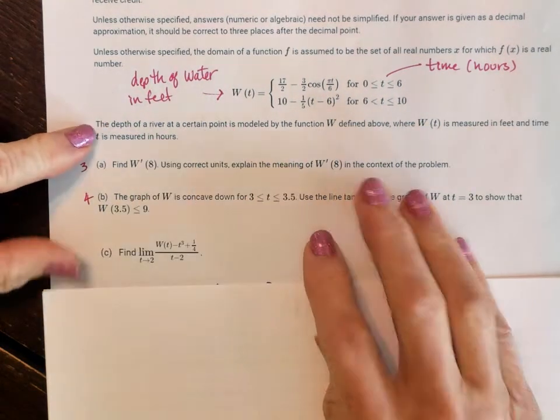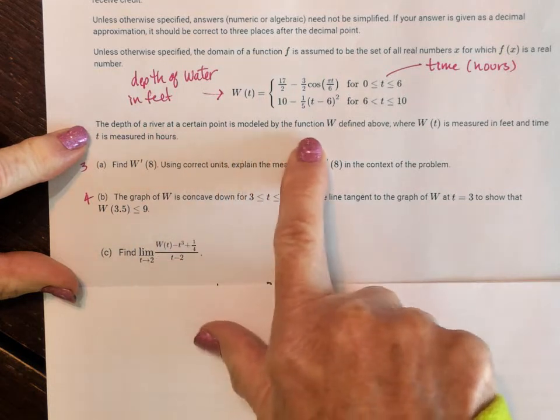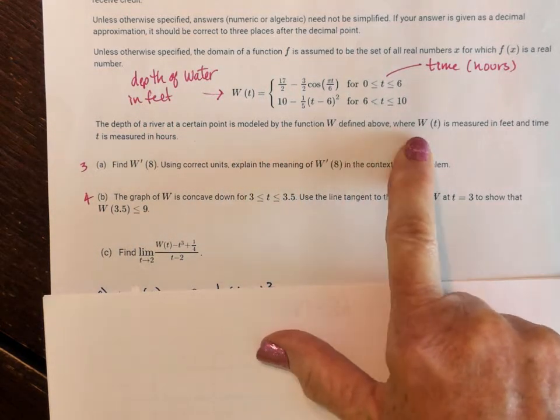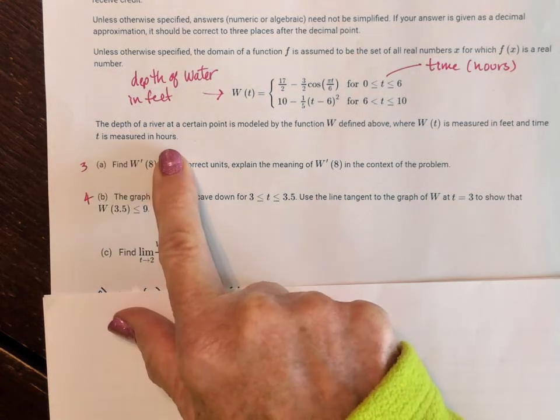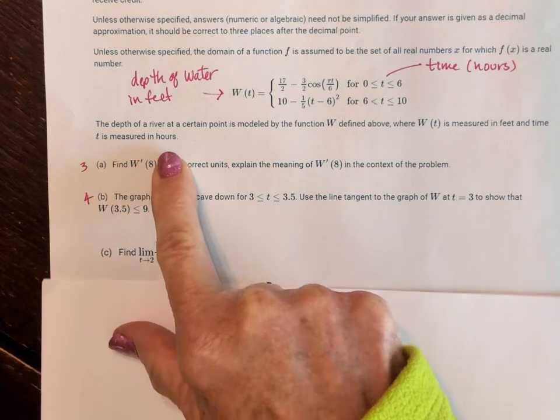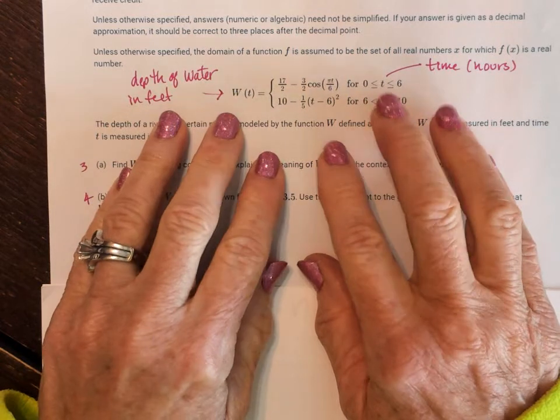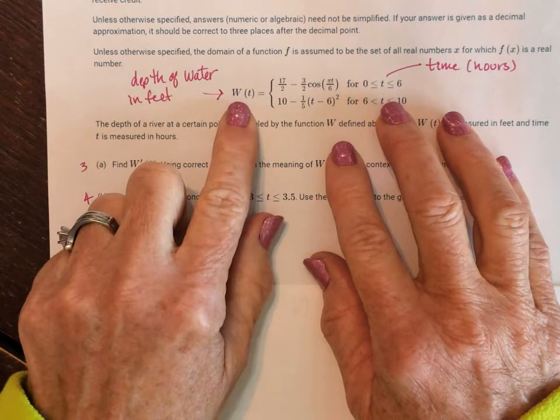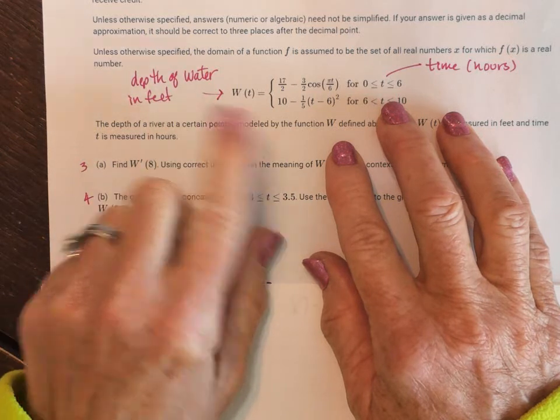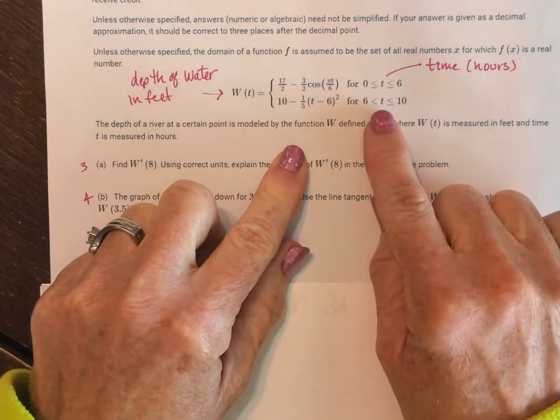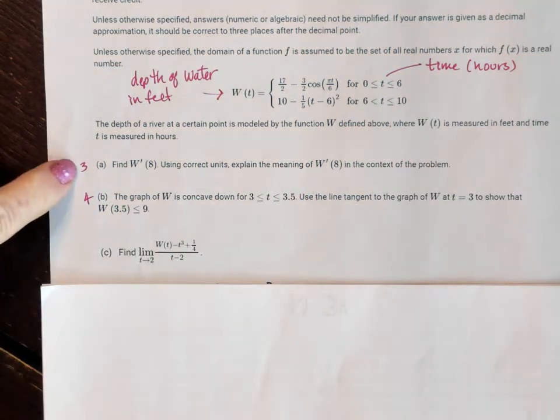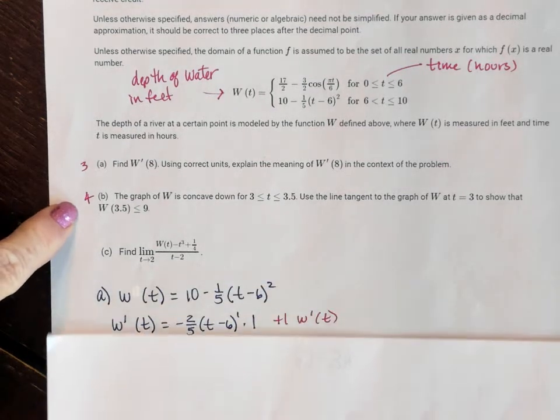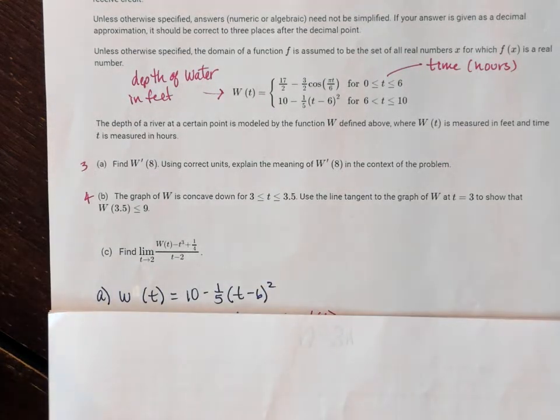So the problem starts right here, and we talk about the depth of a river at a certain point modeled by the function W defined above, where W of t is measured in feet and time t is measured in hours. A lot of times when I have these types of problems, I'll label my function so I know what it is that it's finding. So W of t is finding the depth of the water in feet, and two different time domains here. We have a piecewise defined function, and time is measured in hours. Part A will be worth 3 points, part B will be worth 4 points, and part C, I didn't write it on there, is worth 2 points.